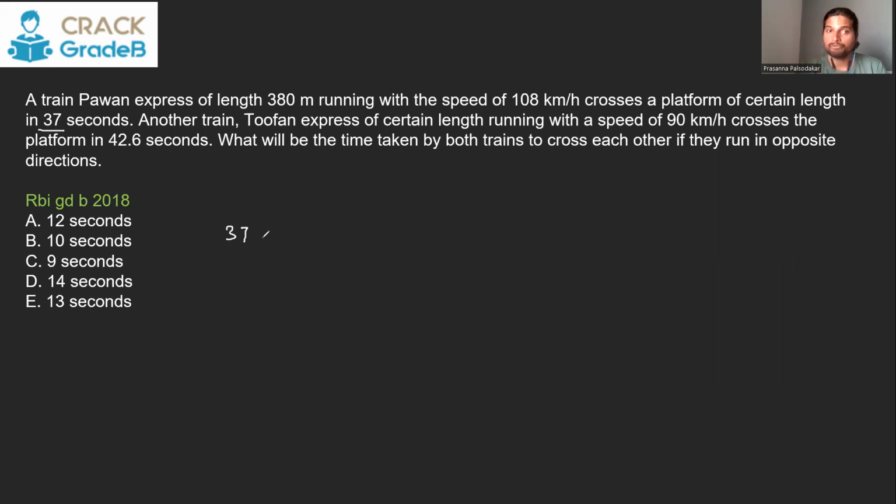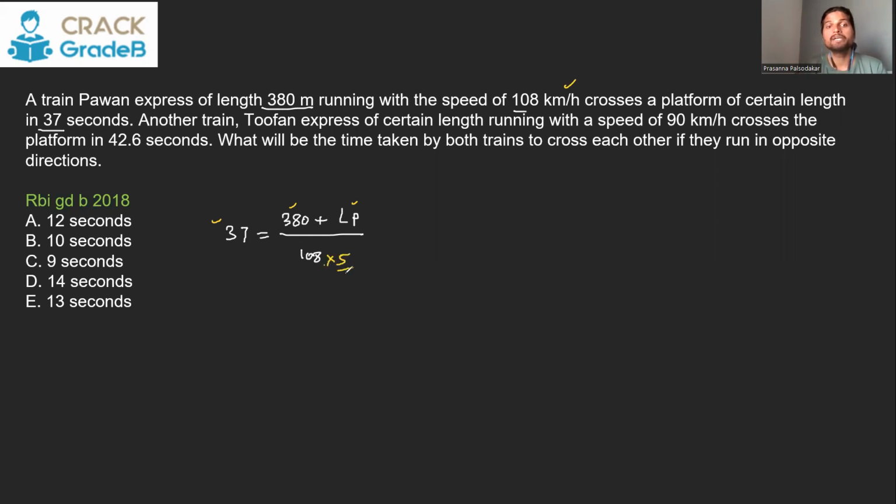Time to cross a platform is length of train plus length of platform, which we don't know, upon speed of train. But here also, the speed of train is in kilometer per hour. This is in meters, this also we'll try to get into meters, and this is in seconds. So this also should be in meter per second.